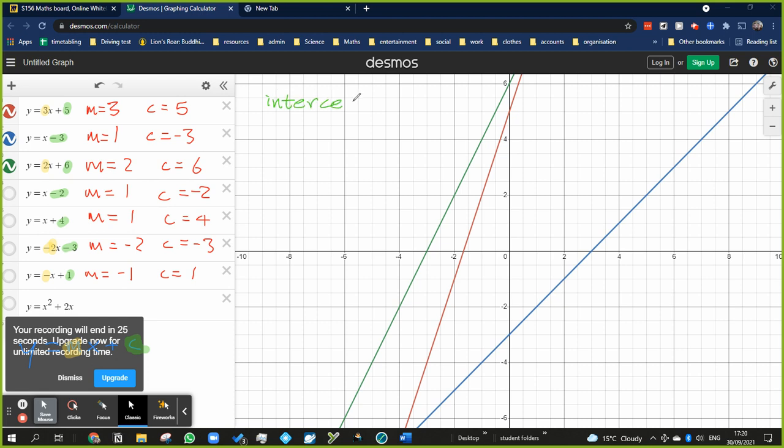Intersect. And we can refer to the number as the y-intercept. Okay, those are the two words. So this one goes through 6, this one goes through 5, and this one goes through -3. So I'll stop that video there, or it's going to run out anyway, and then we'll make the next one.